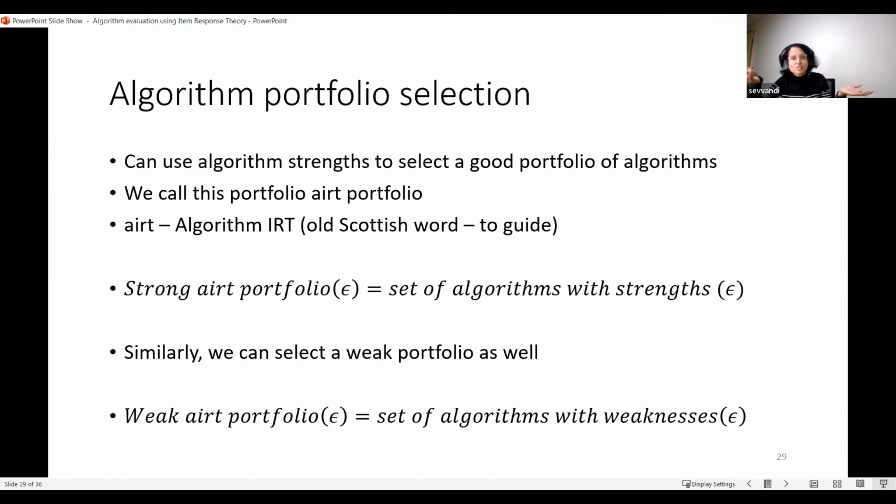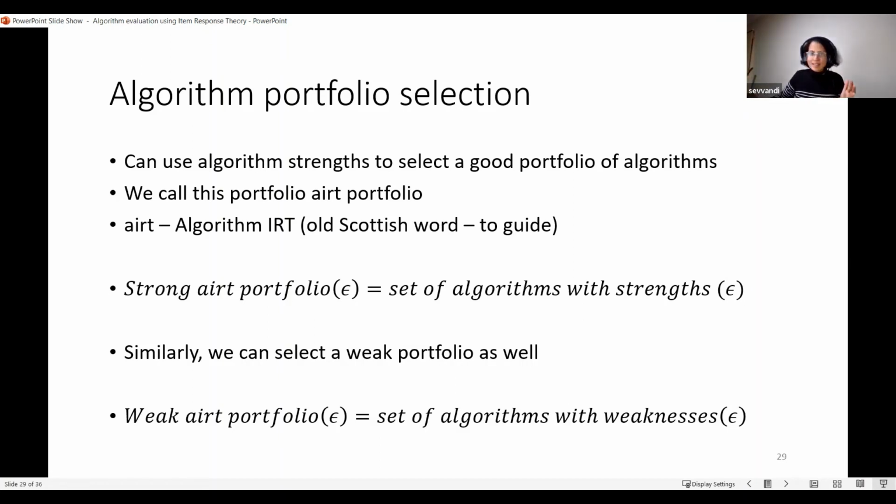We can use the strengths to select a portfolio of algorithms. Right? Because we know which algorithms have strengths and which are weak, we can have a strong portfolio and a weak portfolio of algorithms. Of course, we call this whole framework AIRT, which comes from the Scottish word to guide. So we can have two portfolios.